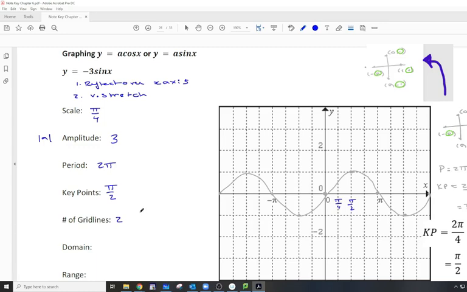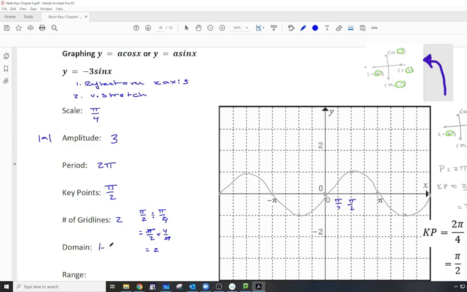Another way of figuring that out is that if your key points have to happen every pi by 2 and your scale is pi by 4, you can do pi by 2 divided by pi by 4, which is pi by 2 times 4 over pi, which simplifies to just 2 grid lines, right? So that's another way of figuring out how many grid lines you want your key points to be.